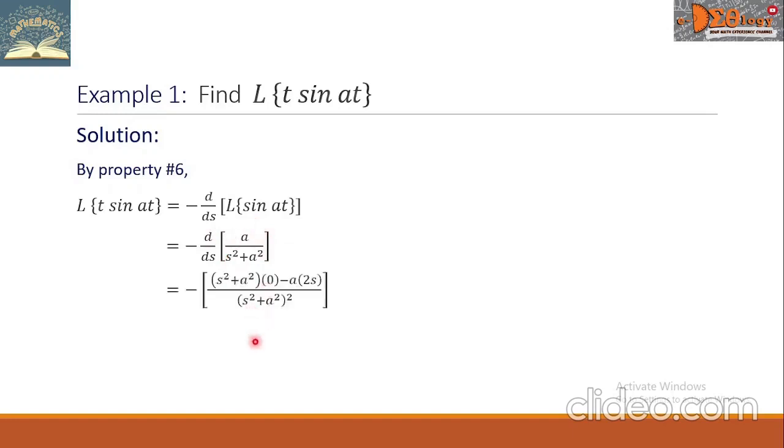It becomes like this. When we simplify the numerator, it becomes negative 2 times a times s. Then the negative outside and the negative in the numerator becomes positive. So we simplify it into this final answer.